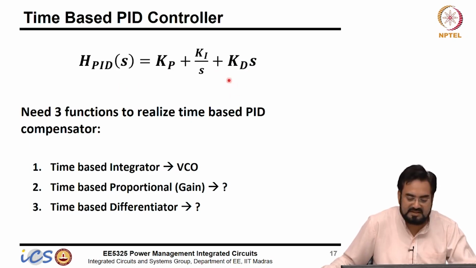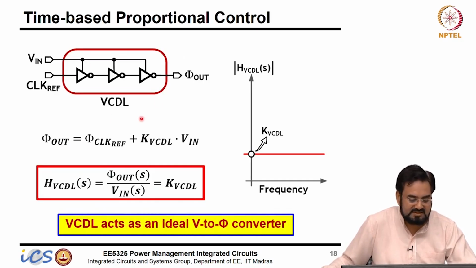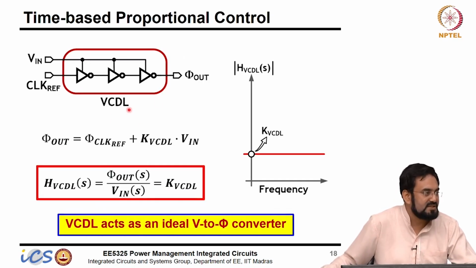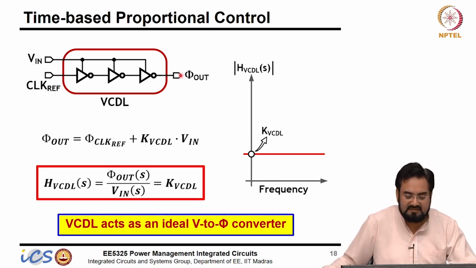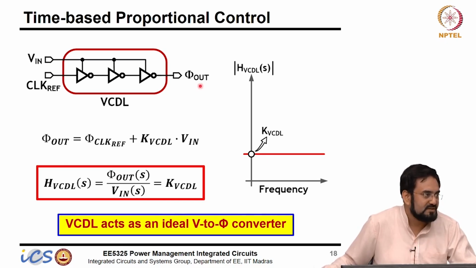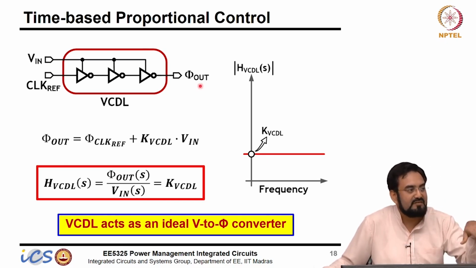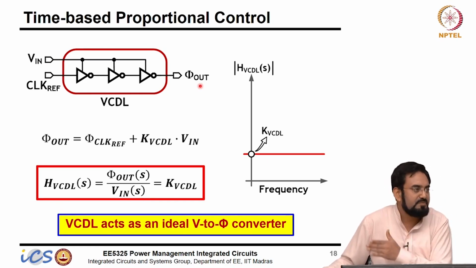These two components extra we need, and the integral we already know how to do. So, we need to implement a time-based proportional and a time-based differentiator. Proportional is just like we have VCO, we have VCDL, voltage controlled delay lines, where your delay will be proportional to Vin, and delay is nothing but phase. So, there the phase was the integral of input, here phase is directly proportional to input.